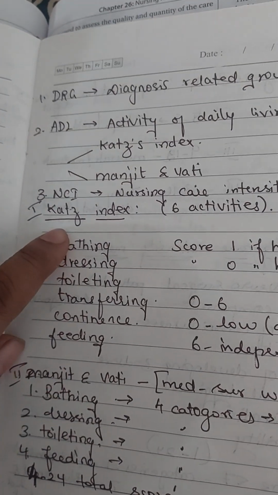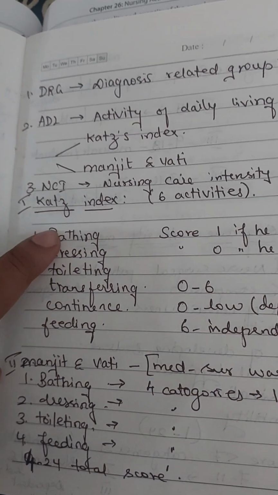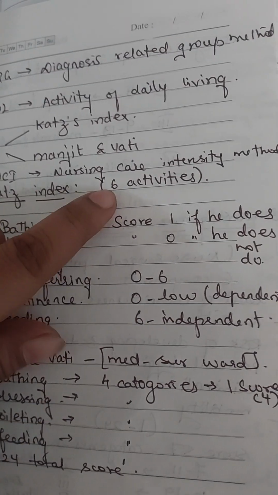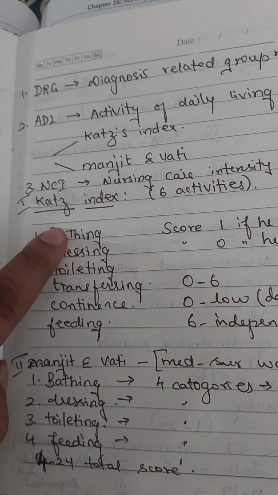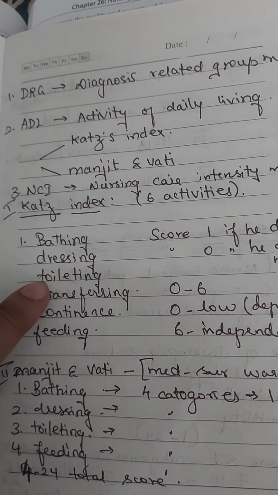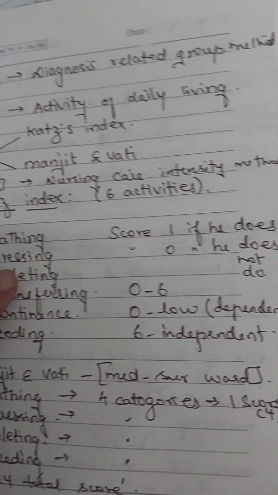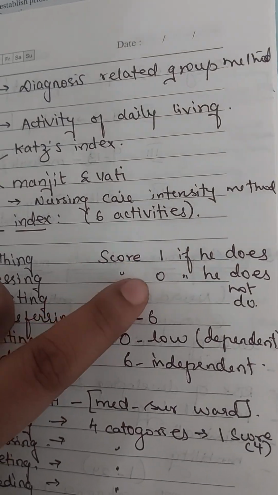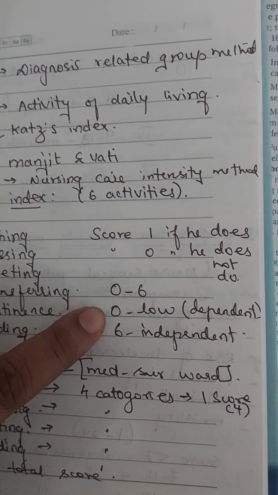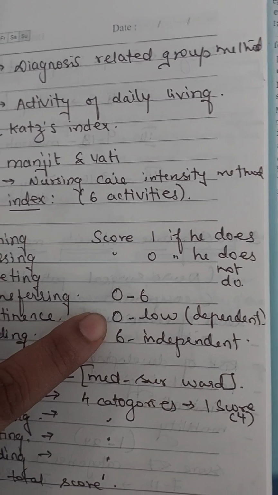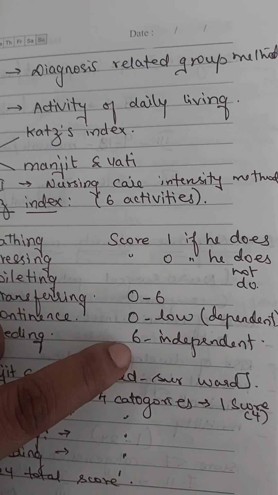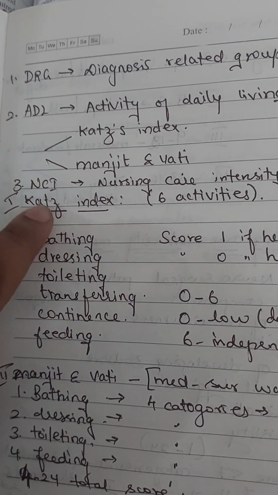The GARDS index has 6 activities: bathing, dressing, toileting, transferring, continence and feeding. We give a score of 1 for each activity the patient can do, and if the patient cannot do it, we give 0. So the score ranges from 0 to 6. 0 means the patient cannot do the activities and is fully dependent. 6 means the patient can do all the activities and is independent. So this is the GARDS index.